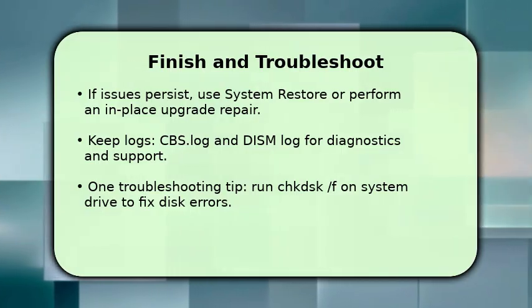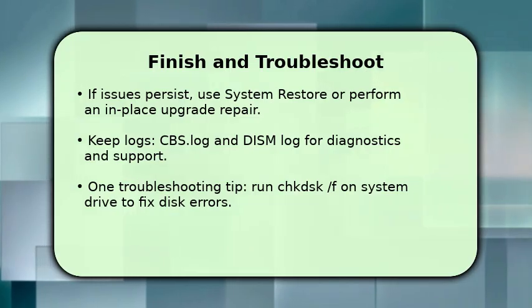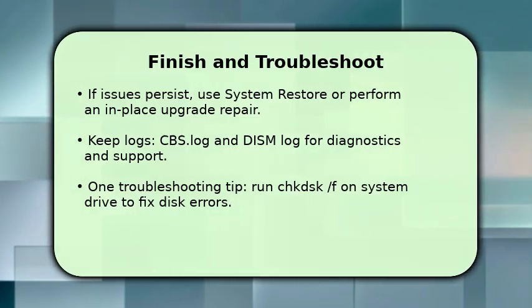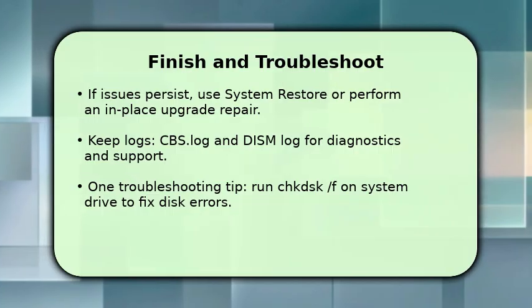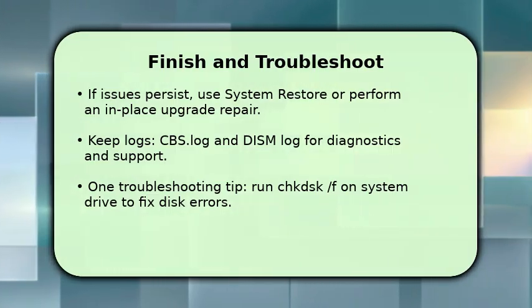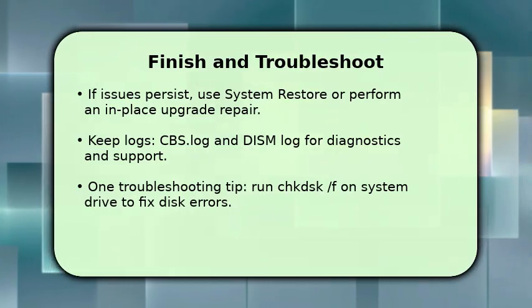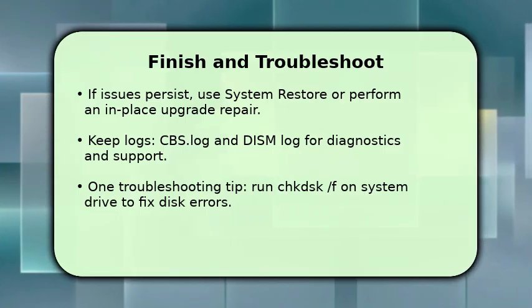If problems persist, perform an in-place upgrade repair using the Windows 10 installer to preserve apps and settings. Make sure to save CBS.Log and DISM.log for diagnostics if you need help later. One troubleshooting tip: run chkdsk /f on your system drive to correct file system errors that can cause persistent corruption.